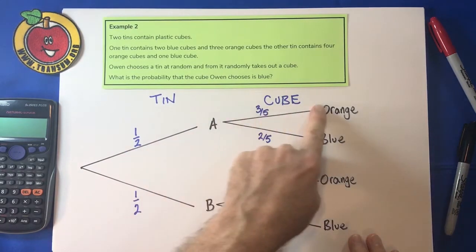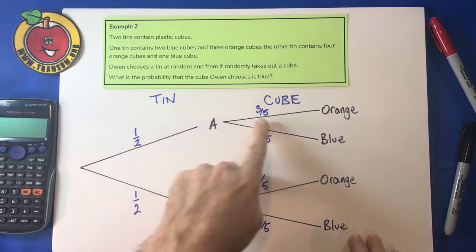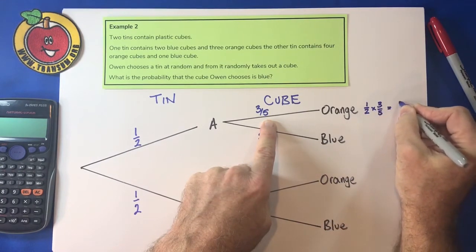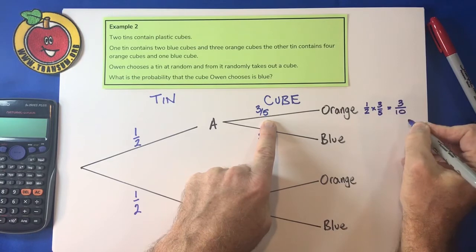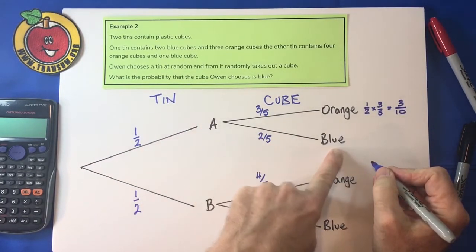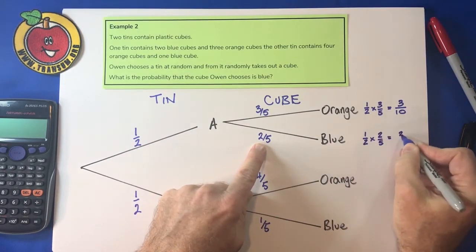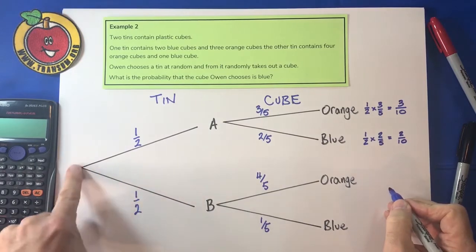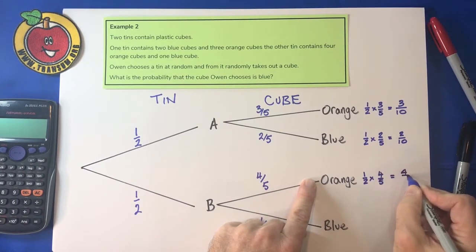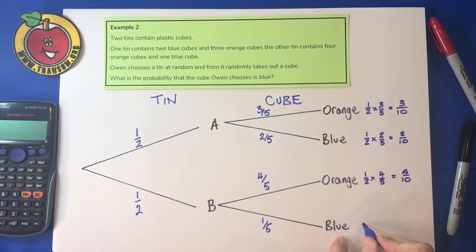Right, remember we multiply along the branches of a tree diagram. So a half times 3/5 equals 3/10. What about if he chooses A and then he picks out a blue cube? That will be a half times 2/5. And then this route, a half and 4/5. And then a half and 1/5. Multiply them together.